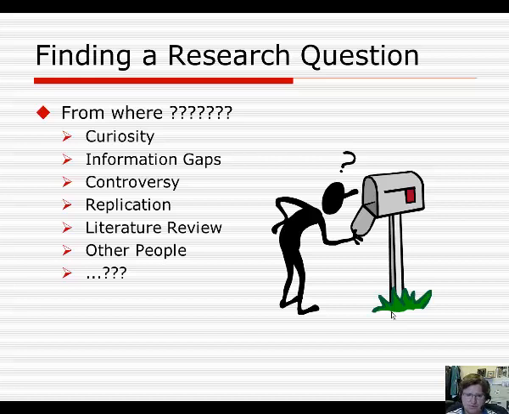Tell them you have to do a research study. Well, you don't have to do the study, you just have to propose it. But ask them what they think needs to be studied. Ask them if they have any ideas. So go find other people and see what kind of research ideas they might have for you.